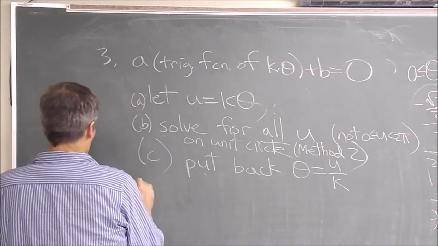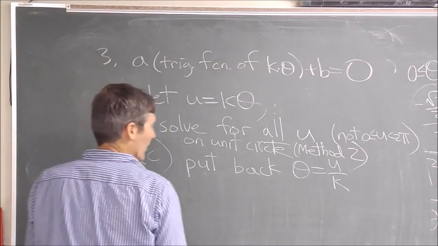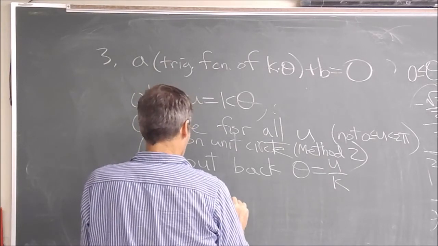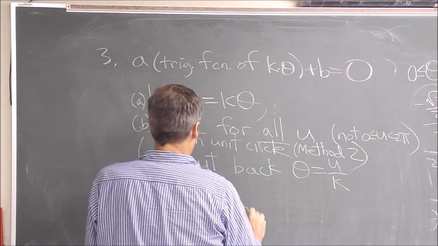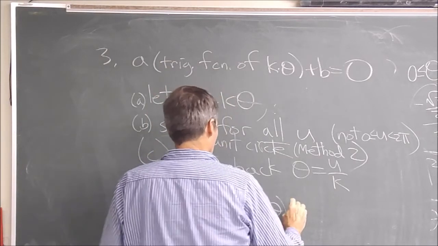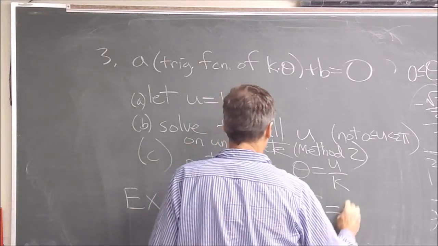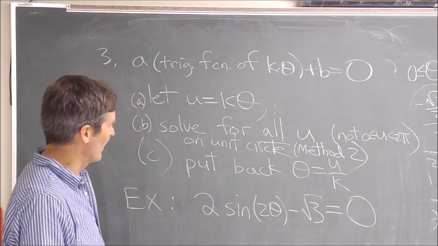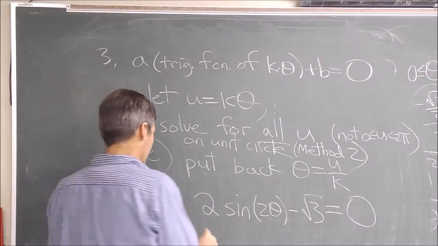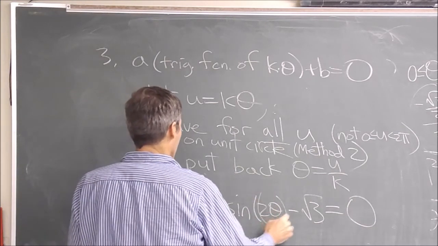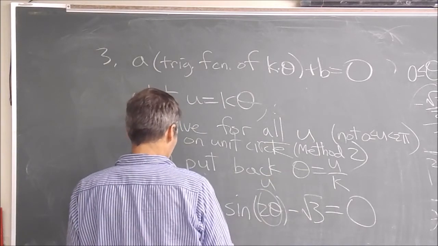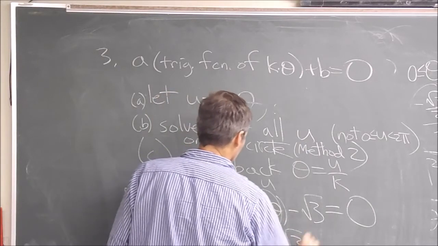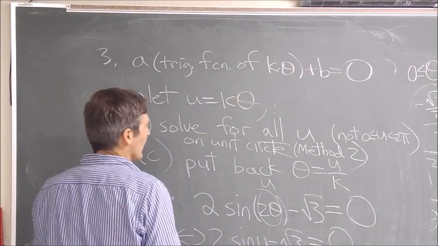Alright, so let's try an example. Suppose I wanted to solve 2 sine 2 theta minus square root 3 equals 0. How am I going to solve that one? Well, since it's not a trig function of theta, but of 2 theta, I'm going to let u equal 2 theta and rewrite this equivalently as 2 sine u minus square root 3 equals 0. Now I can apply method 2, right?